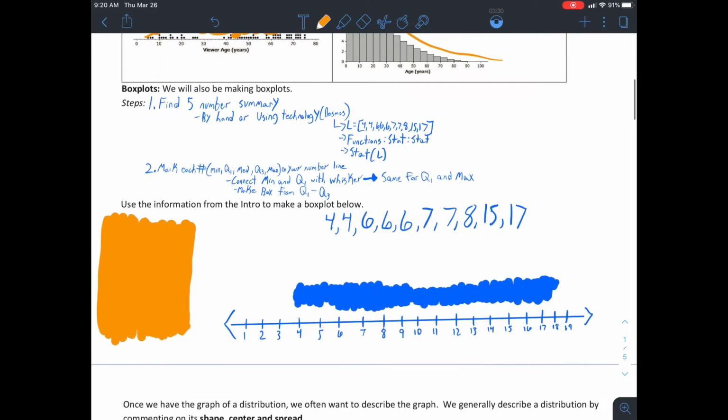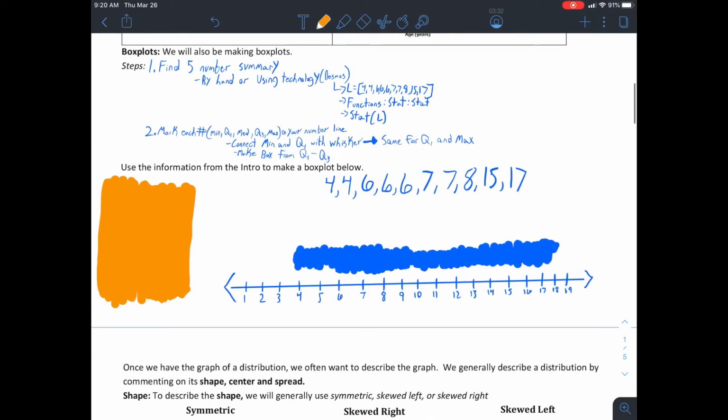So let's look at our first activity for today. It says we will be making a box plot. Use the information from the intro to make a box plot below. So right here at the top, guys, I've included the steps for creating a box plot. First, you find the 5-number summary. You can do that by hand or you can use technology.